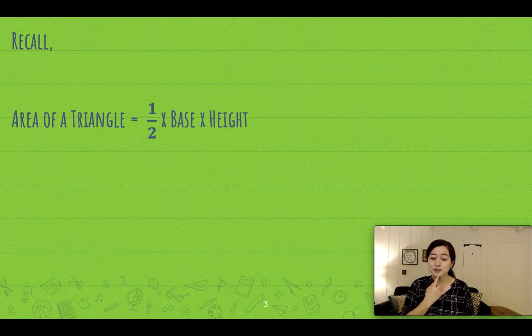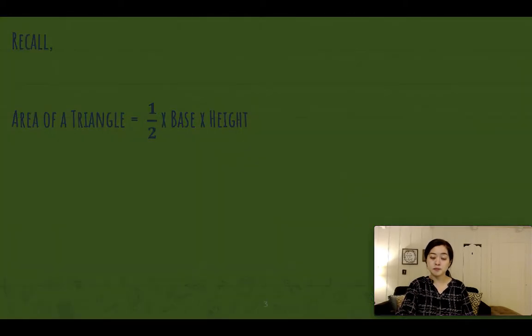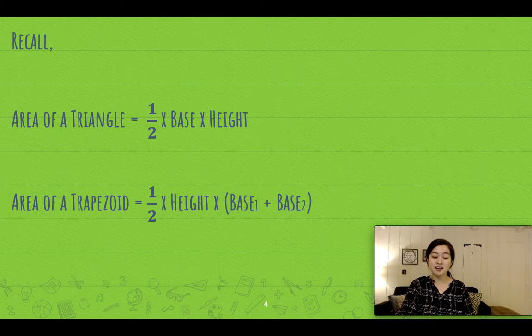Okay. Do you remember the area of a triangle? The formula is 1/2 times base times height. What about the area of a trapezoid? Do you remember the formula? It's 1/2 times height times (base 1 plus base 2), where we have to add base 1 and base 2 first because it's in the parentheses. Then we can do the rest of the multiplication.